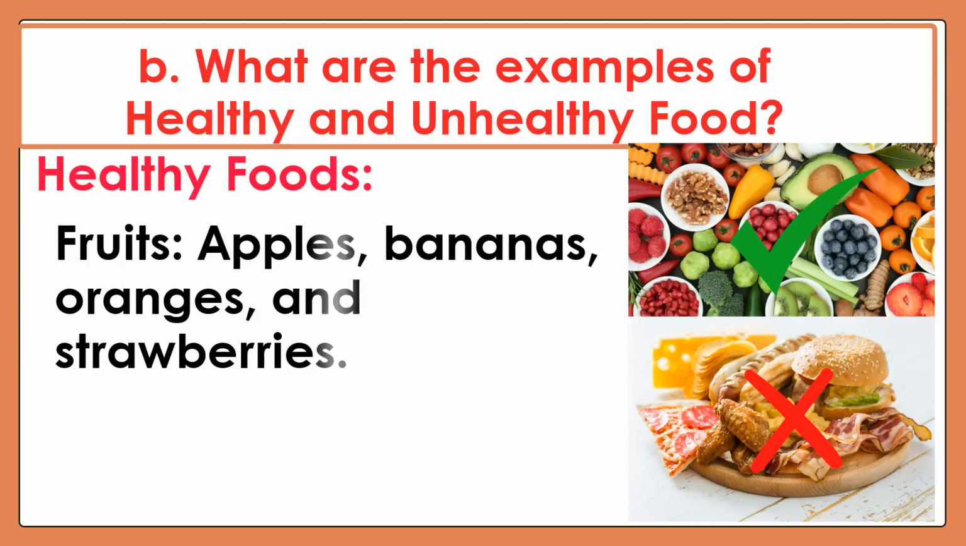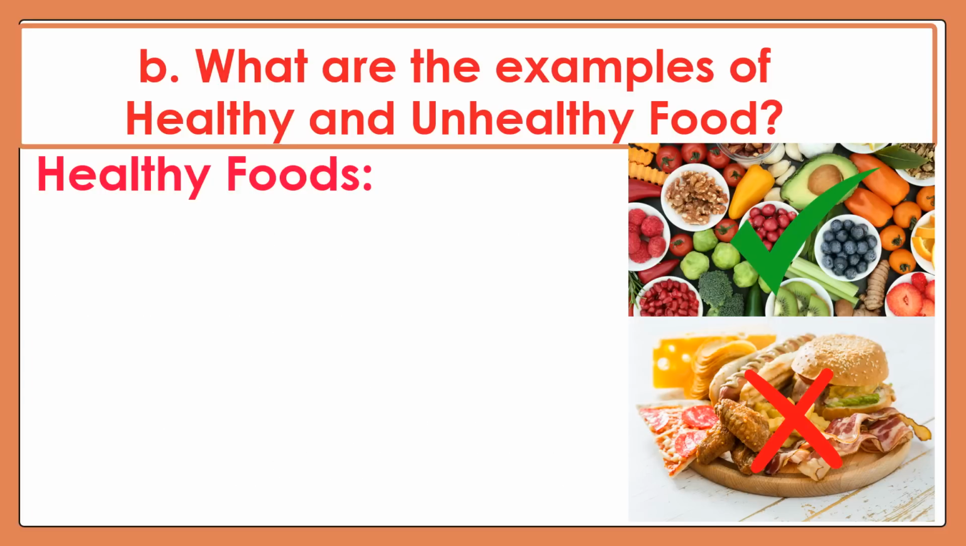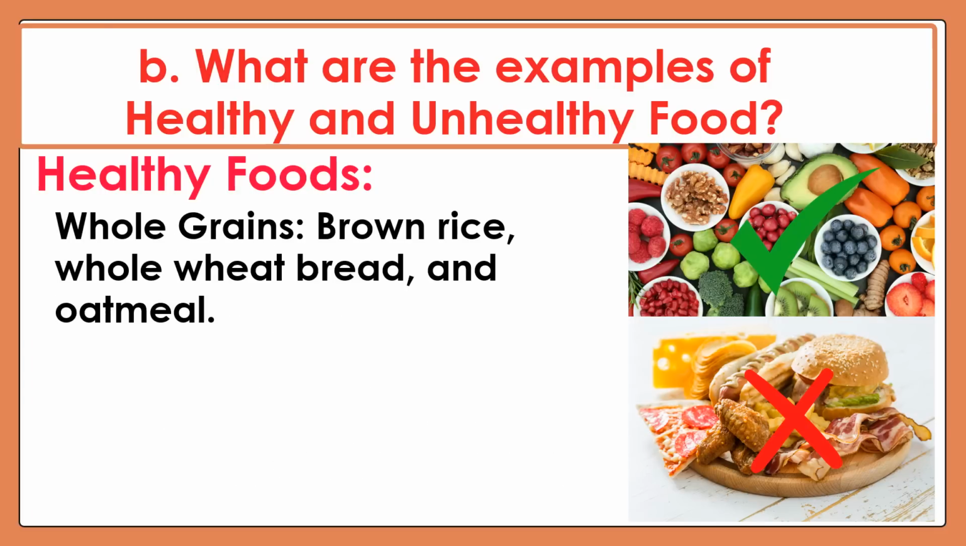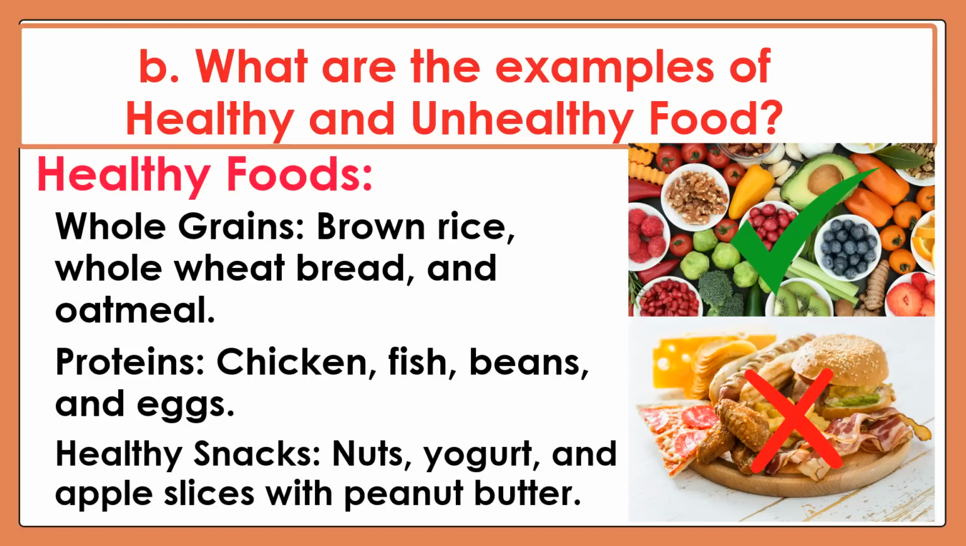Healthy foods. Fruits: apples, bananas, oranges, and strawberries. Vegetables: carrots, broccoli, and spinach. Whole grains: brown rice, whole wheat bread, and oatmeal. Proteins: chicken, fish, beans, and eggs. Healthy snacks: nuts, yogurt, and apple slices with peanut butter.